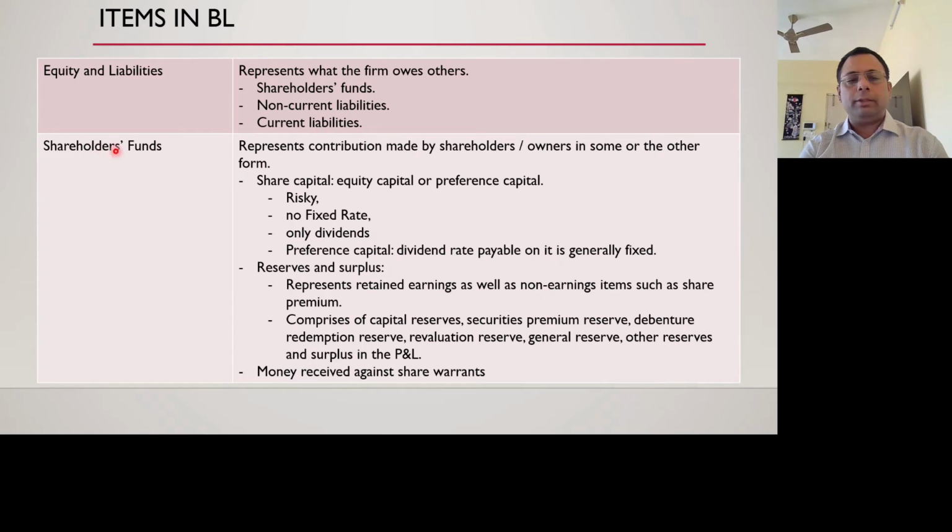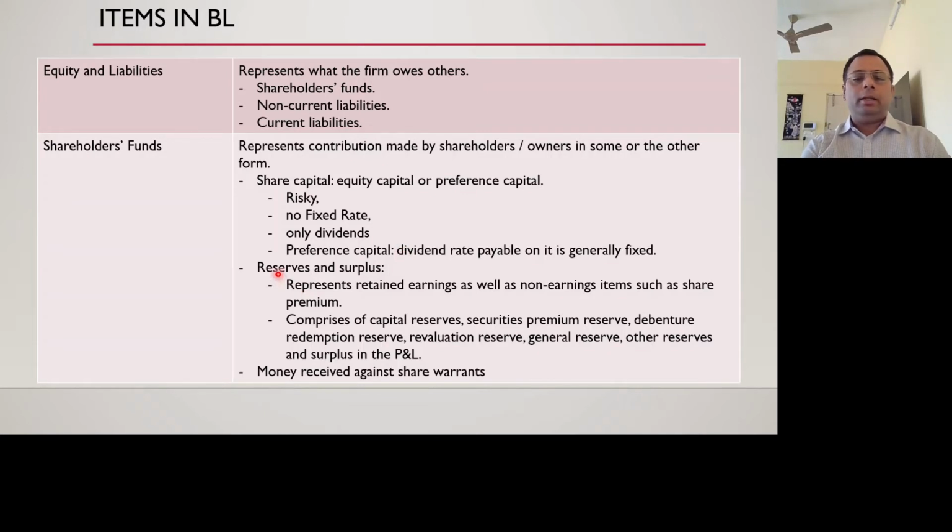Now, the characteristics of the shareholder funds are listed here. Basically it is risky. It has no fixed rate. There's only a dividend which you can expect from shareholders' equity, and then there is a concept of preference capital where the dividend rate payable on it is generally fixed. So that's what preference capital is. A dividend here is pre-decided, that they will get so much. It's kind of an interest, but it's not a legal must. Only if you have a gain are you going to give dividends.